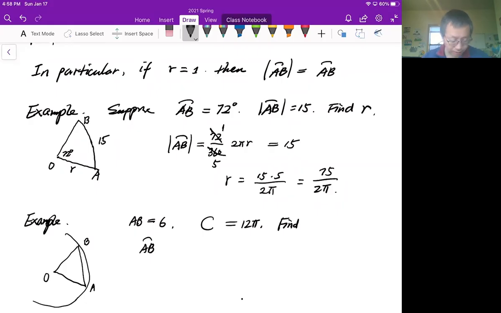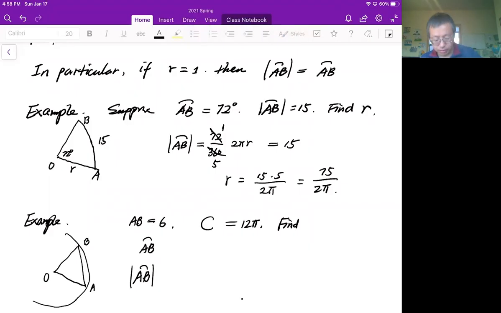There are some notations, so don't be confused by that. For AB, we have three of them. The first one, AB, means the line segment, the length of the line segment. The second one, AB, just means it's an arc measure. The third one means it's an arc length. Okay, so I'll give everyone a minute. Let's try that.